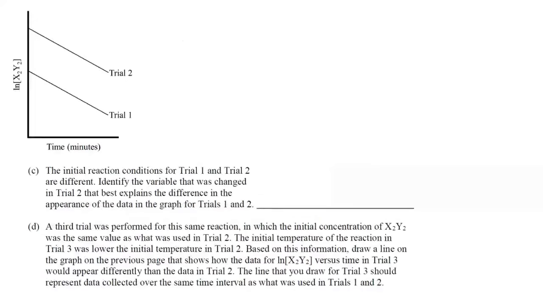In part C, it says the initial reaction conditions for trial 1 and trial 2 are different. Identify the variable that was changed in trial 2 that best explains the difference in the appearance of the data in the graph for trials 1 and 2. Now, two common variables that are often changed when you're trying to adjust the conditions for a chemical reaction are temperature and concentration. Now, you can also change other things like the surface area of a reactant, or you can add a catalyst, but let's focus on temperature and concentration for a moment.